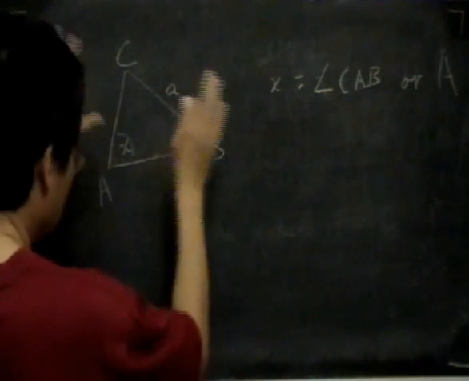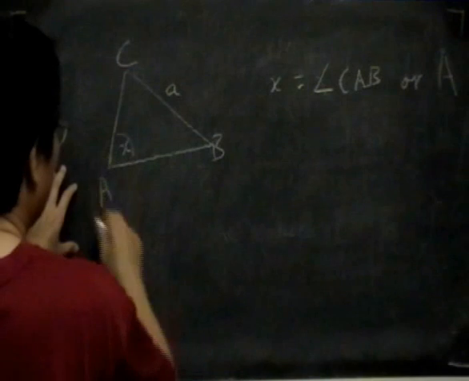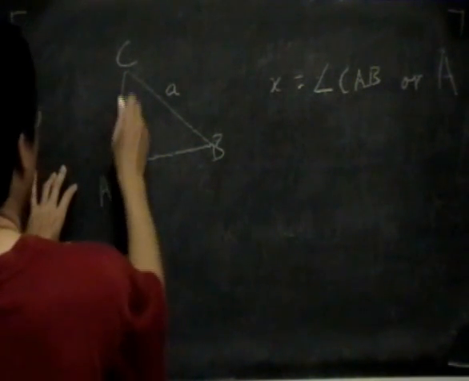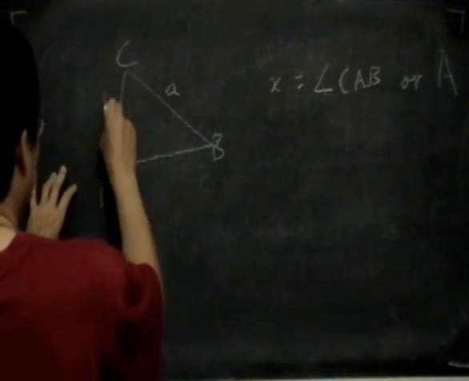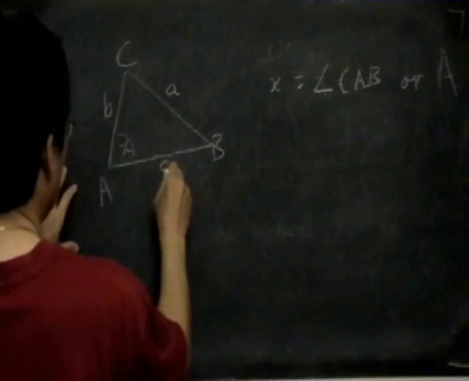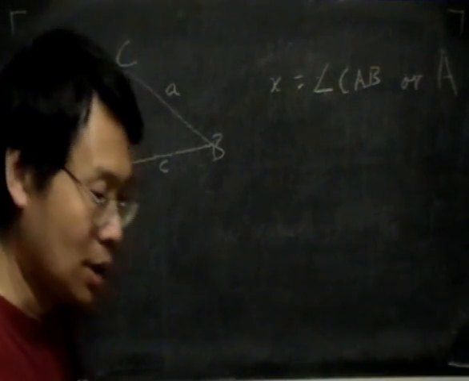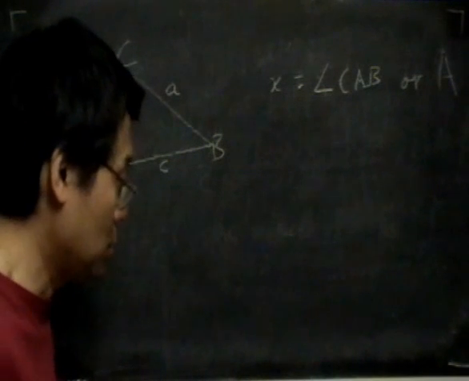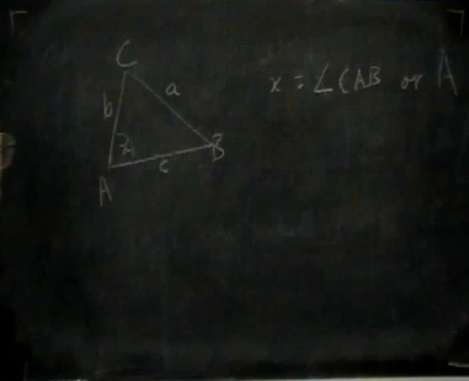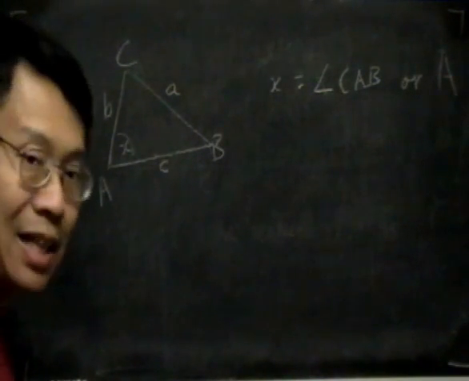In a similar way, we would call this side, which is opposite the corner of capital B, little b. And we call this side, which is opposite to corner C, the length little c. So these are some of the common notations used in triangles. Okay, so that's notation.